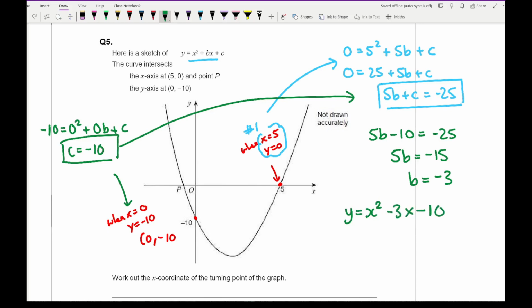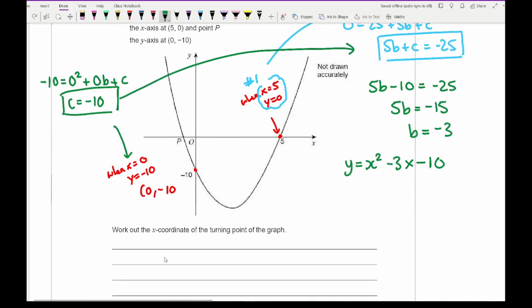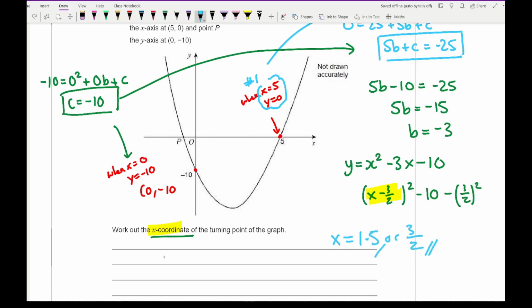Then from this, I can use completing the square to work out the x ordinate. All I'm focused on is what goes inside the brackets, because I'm looking at the x ordinate. So here it's going to be minus 3 over 2, and that's minus 3 over 2 squared. The only thing I'm interested in is this bracket. To make that bracket equal to 0, what must x equal? Well, x equals positive 1.5 or 3 over 2, whichever you prefer to write your answer.